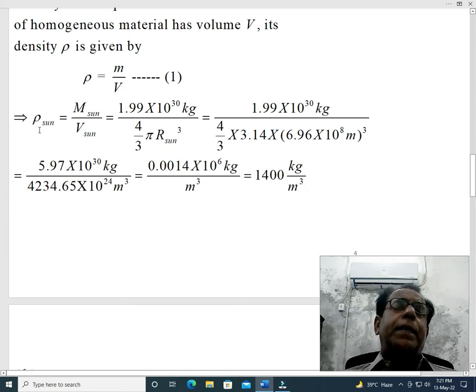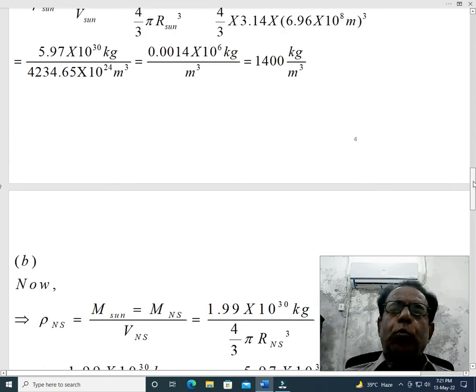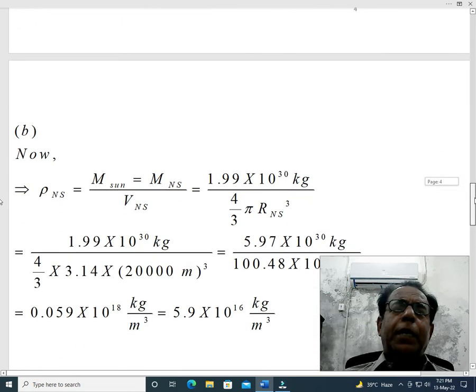That is to say, the density of the sun, rho sun, where sun is written as a subscript of rho, can again be written as 1.4 into 10 raised to the power 3 kilogram per meter cube, but that is just a matter of discretion. It is not compulsory. Our solution is quite complete. Now we move to part B.